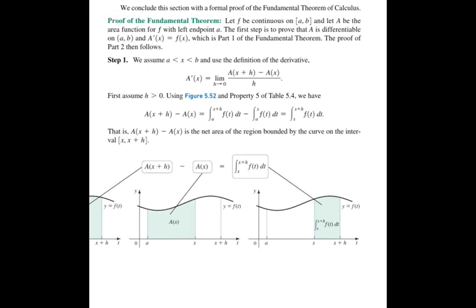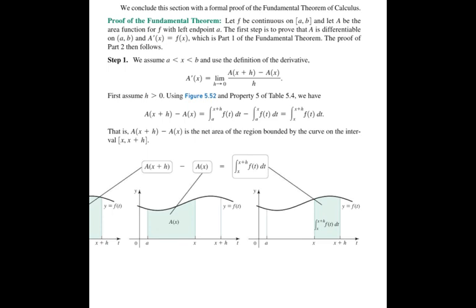So then there's A of x plus h minus A of x. That's going to be the integral from a to x plus h of f of t dt, minus the integral from a to x of f of t dt. Okay. Let's see. x, all right?